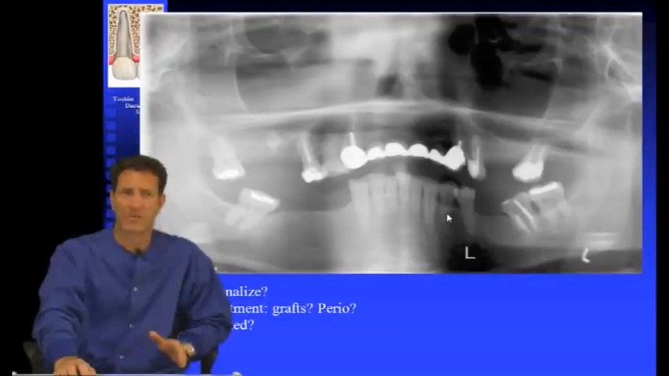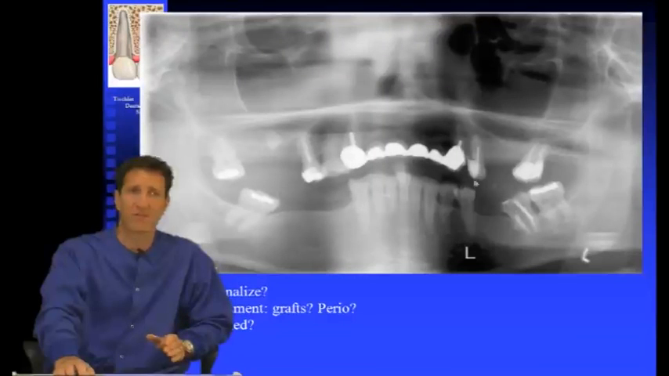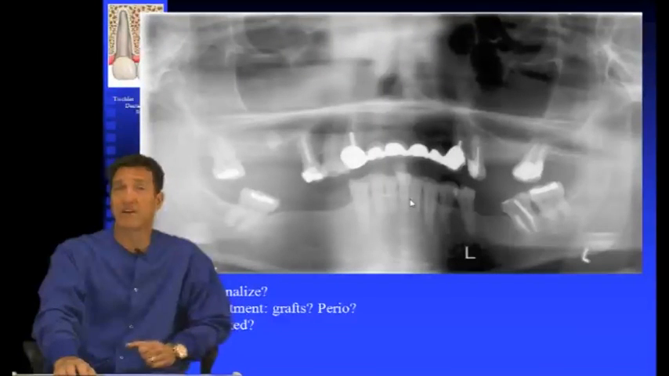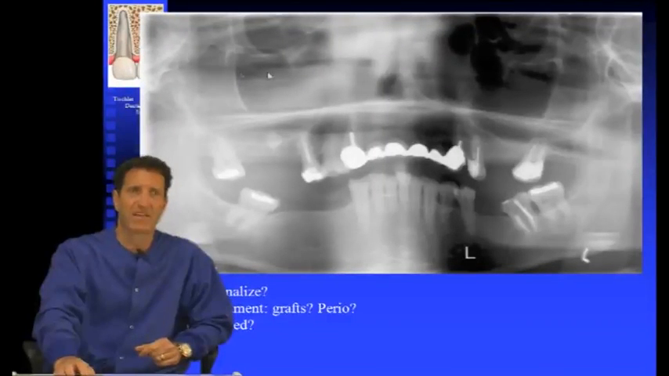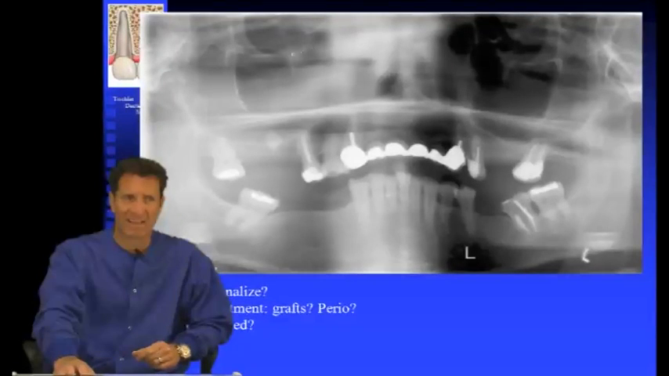How do you time the treatments of the grafts, doing the perio? Is this going to be a removable or a fixed case? These are the kind of things that I think about when I'm treatment planning a case like this for implant dentistry.